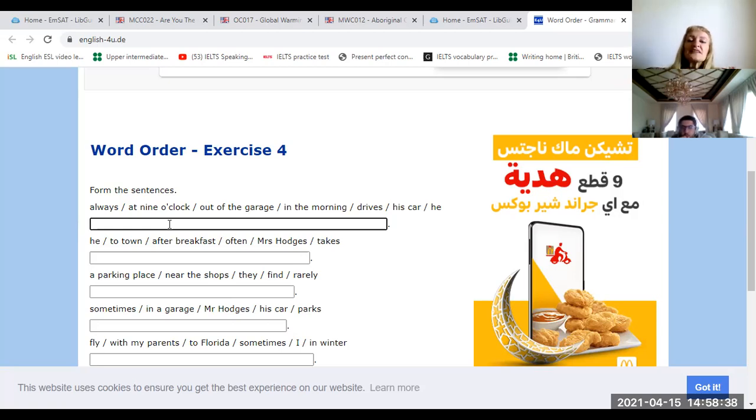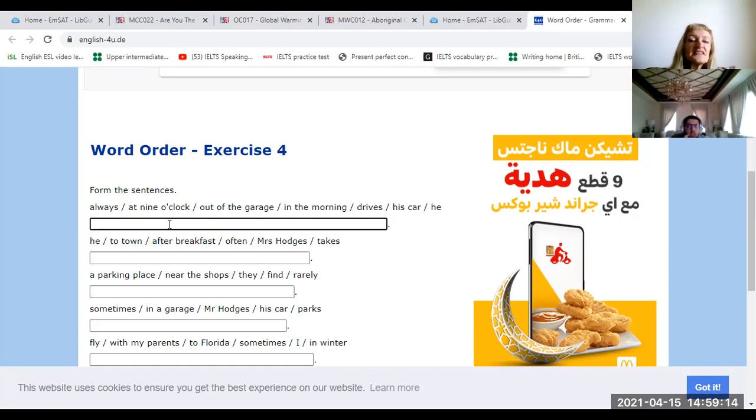So you tell me what you think it is. I think it's quicker if you speak it, really. Yes. In the morning at 9 o'clock, he always drives out of the garage. Now, I was going to say he always drives his car out of the garage at 9 o'clock. I don't know why I was going to put the subject first, which is he, but I suppose you could say at 9 o'clock, as you put it.